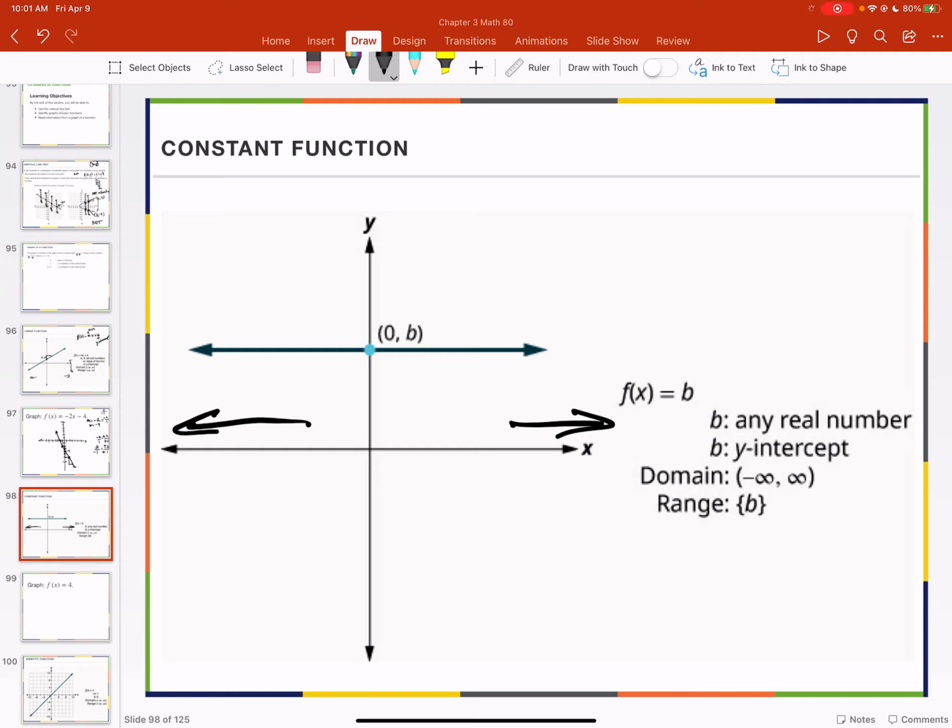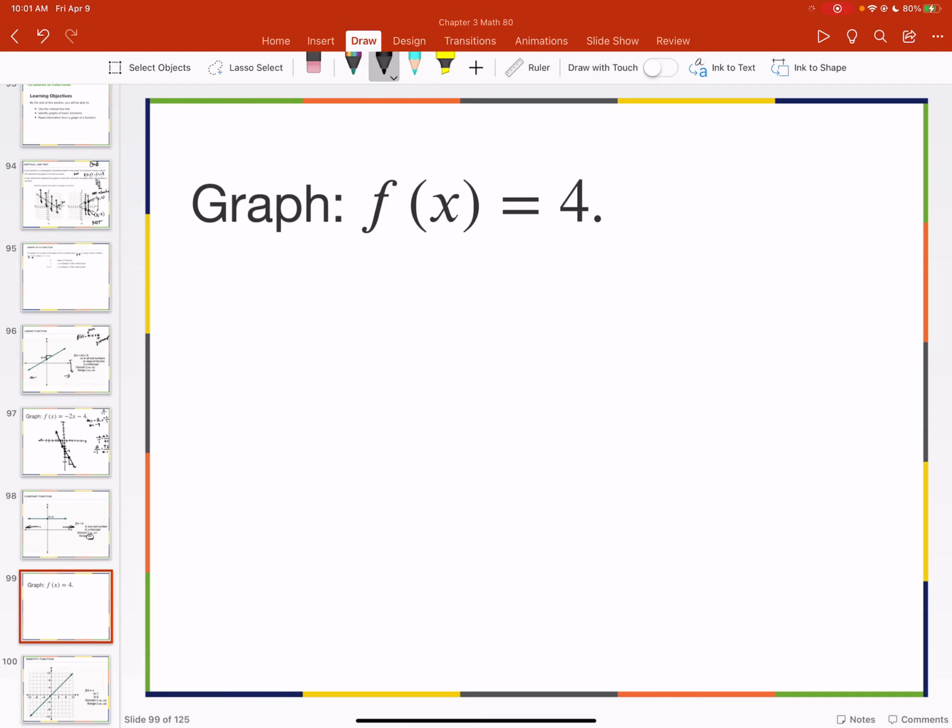Remember, the domain is all the possible x values that the graph can contain, and then the range is just one value wherever it crosses, right? Because range is a set of all y's, and in this case, y is always b. So let's say here we have f of x is equal to 4. In order to graph that, all we have to do is find 1, 2, 3, 4, and then draw a horizontal line through that. And that's our constant function.